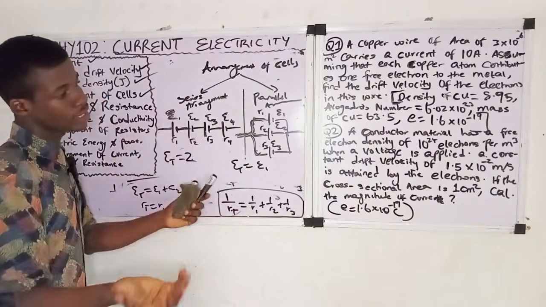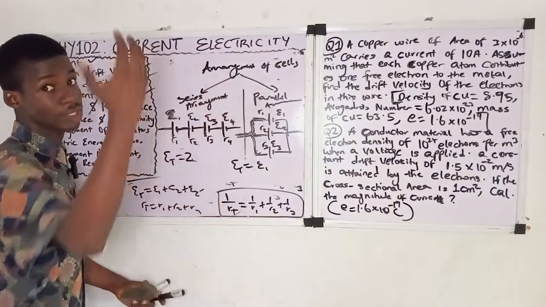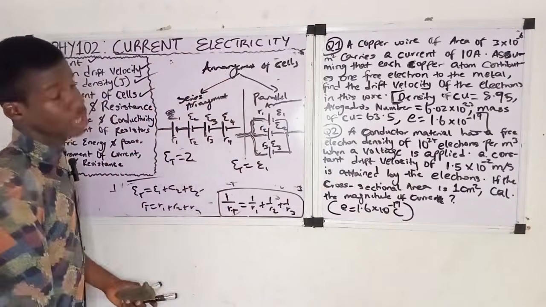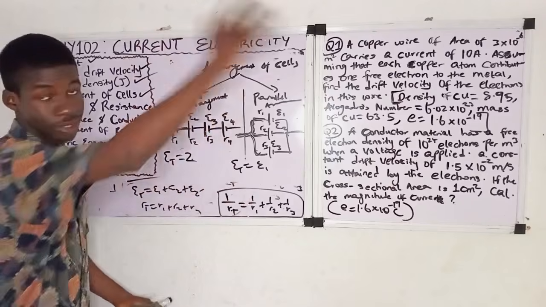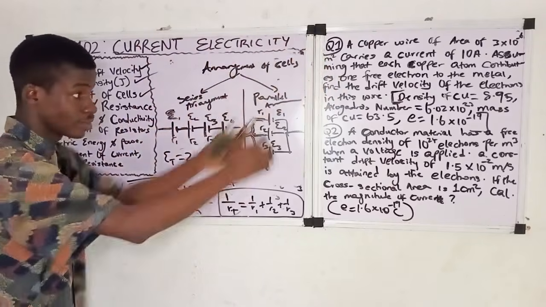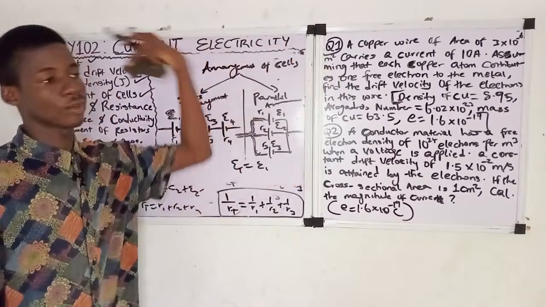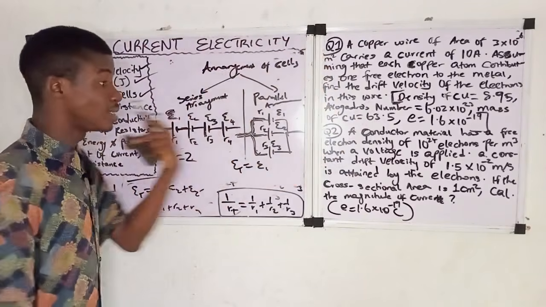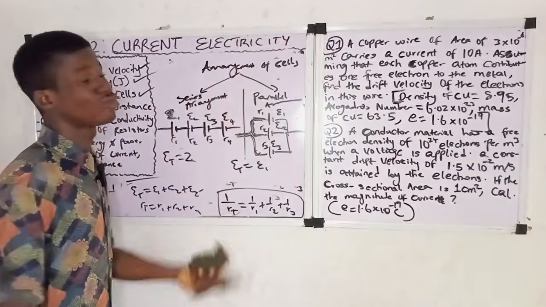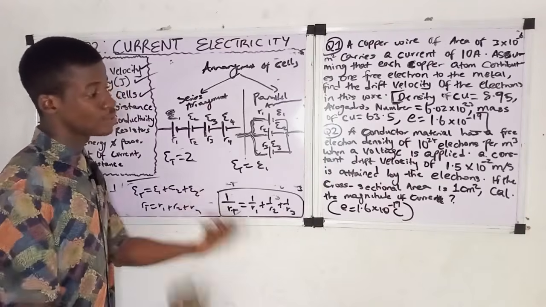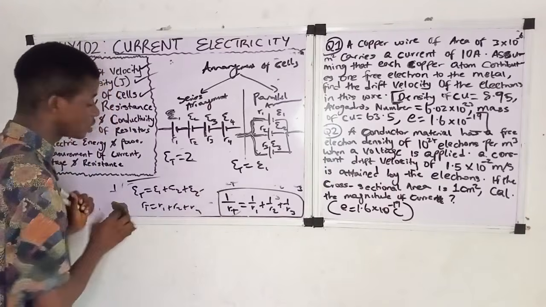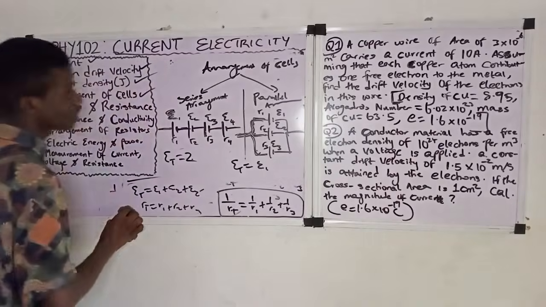Now, what if the cells are not equal? This formula will not work. If the cells are not equal or not similar, to calculate their EMF, we make use of Kirchhoff's rule. Yes, you can get the EMF using Kirchhoff's rule, which will be treated in another class video.